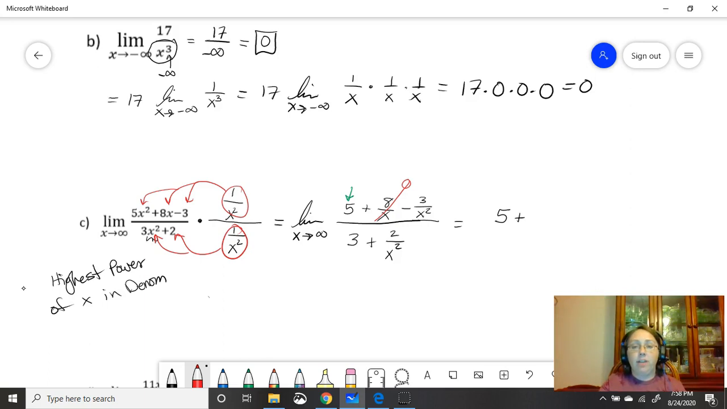Same thing with 3 over x squared. Finite number divided by infinity, or negative infinity, either way, this goes to 0. So on top we have 5 plus 0 plus 0. On the bottom, again, we have a constant. So what's the limit of a constant? A constant plus, as x goes to infinity, what is this fraction going to do? Finite number divided by infinity, even infinity squared, same thing, goes to 0. So the limit of this fraction is 5 over 3.